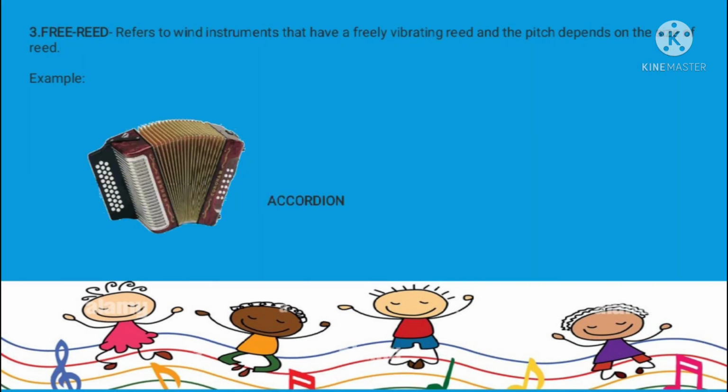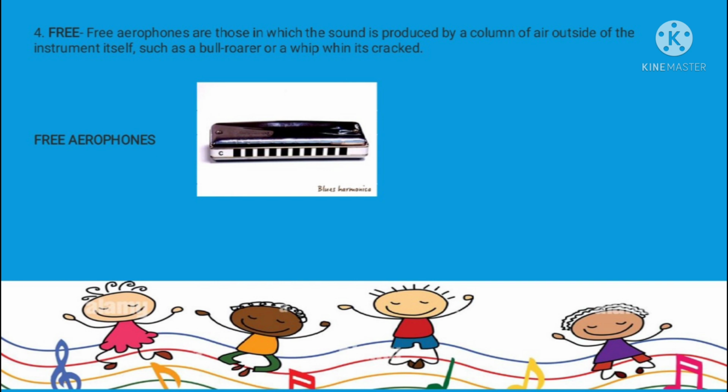Number 3. Free reed refers to wind instruments that have a freely vibrating reed, and the pitch depends on the size of the reed. Example: accordion. Number 4. Free aerophones are those in which the sound is produced by a column of air outside of the instrument itself, such as a bullroarer or the whip when it's cracked.